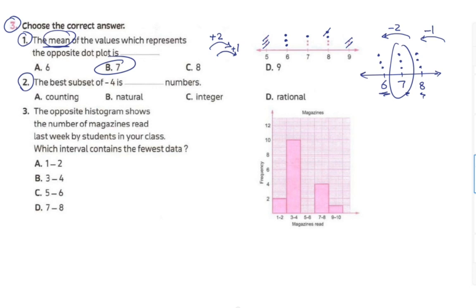The best subset of -4 is counting number, natural number, integer number or rational number. You know what? -4 is not a counting number. Counting numbers start with 1. Natural numbers start with 0, 1, 2, 3. So I have two sets left. -4 belongs to the integers, right? -4 belongs to the rationals, right? Which one is the best subset?